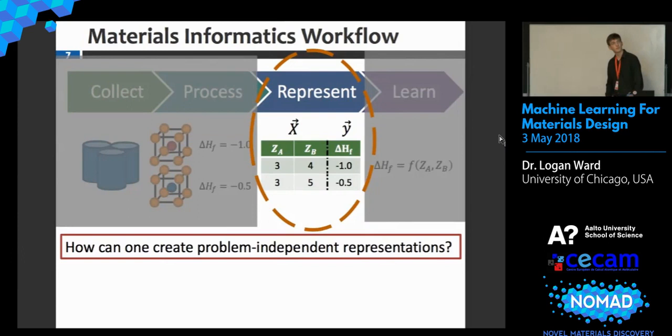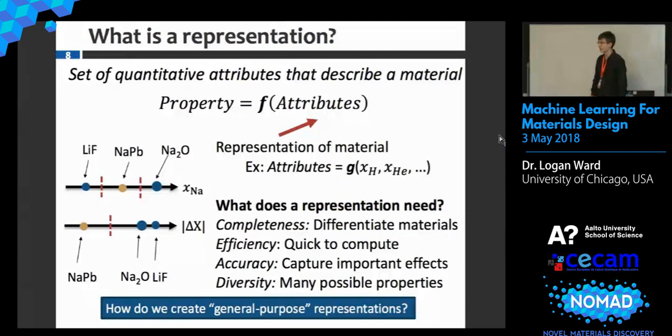Now, if we want to build a problem-independent technique, these first two steps are where we'll focus our efforts. Additionally, there are a broad variety of machine learning approaches, and as of yet, no real strong justification that material science requires new ones. So really, the question of how do we develop general-purpose approaches for building machine learning models boils down to this third step of how can I develop problem-independent representations for materials. So diving into representations in a little more detail, a representation is a set of quantitative attributes that describe a material, and functionally this is what serves as inputs into a machine learning model.